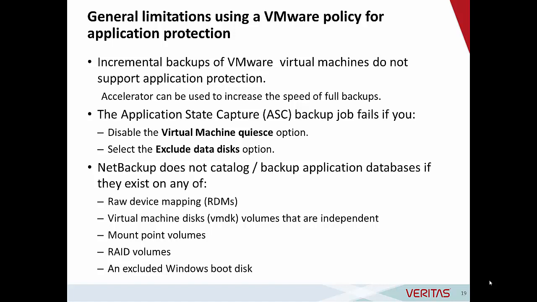The application state capture job fails if you disable the virtual machine quiesce option or if you exclude data disks. So make sure neither of those options is selected on the VMware tab of the policy. And NetBackup is not going to be able to catalog the application databases if they're stored on RDMs, on independent VMDK volumes, on mount point volumes, RAID volumes, or an excluded Windows boot disk.